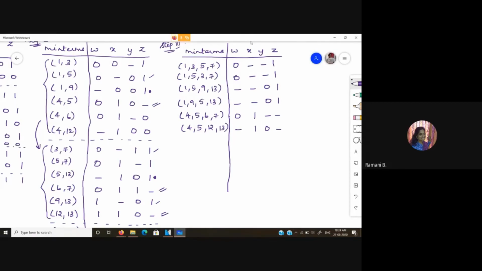Next we have 4, 6, where the dash is in Y position. So we compare it with this 5, 7. So now 4, 6 is compared with this 5, 7. Next we have 4, 12, where the dash is in W position. That is to be compared with this 5, 13. So comparing over there, we have just one variable change. So 4, 12, 5, 13. So we have dash 1 0 dash. So one thing you can always check is, wherever you are having 2 dashes, that term will be coming twice actually. Just the order will be jumbled up.